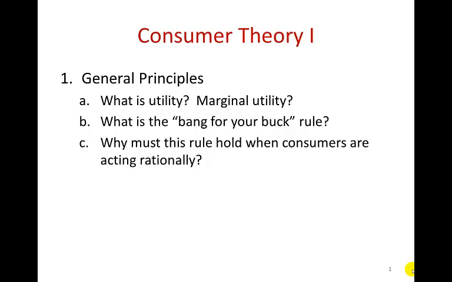In this lecture, we begin our discussion of how economists model the choices that consumers make. So we are going to talk about some general principles. We're going to introduce the concept of utility and marginal utility, and we're going to introduce the main rule that consumers follow when they are acting rationally, and that is the bang for your buck rule. In the next lectures, we will derive where this bang for your buck rule comes from, but for now we're just going to introduce it. So let's get started.